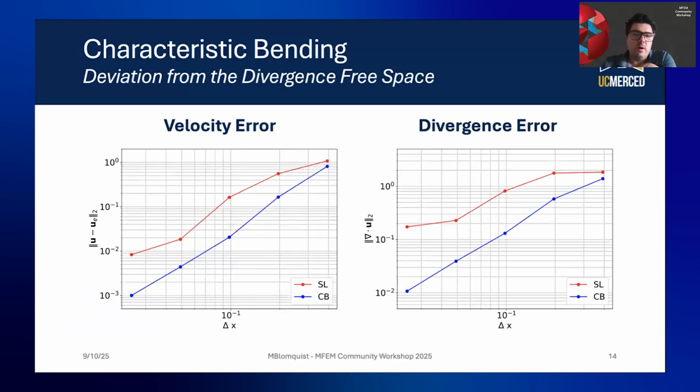When we do this nonlinear problem with the semi-Lagrangian method, what we see is our velocity error is roughly about second order. But the semi-Lagrangian method will diverge from the divergence-free space. So if you continually check the divergence of the field, you see that this is starting to drift off. And if you run this for long enough, about 2,000 time steps, the semi-Lagrangian method actually blows up, whereas the characteristic bending schemes actually remain divergence-free over the long time. So it's very cool what we're able to do with this.